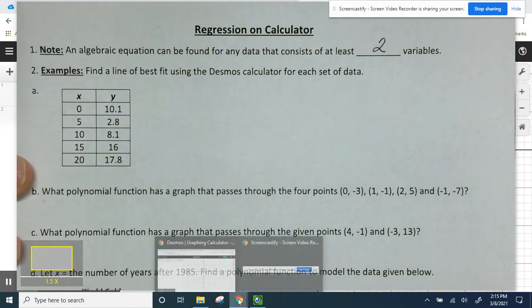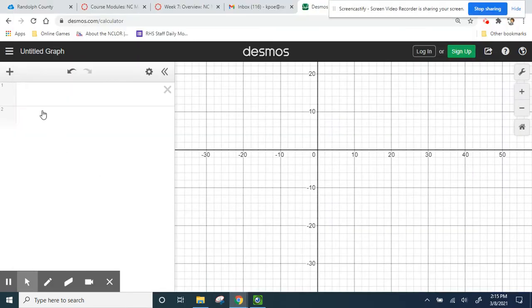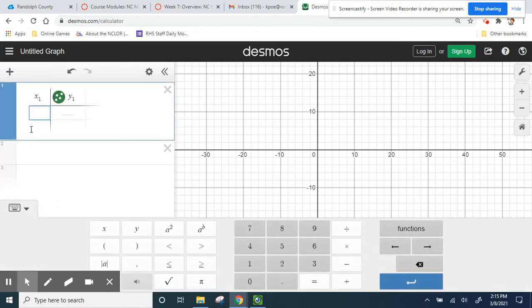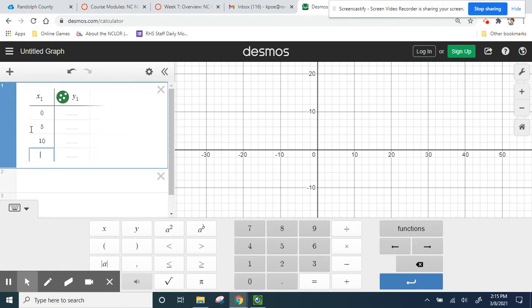In order to do this, you need to go to Desmos, and the first thing you have to do is key in the data that you're given. So we're going to go up here to this big plus sign that says add item, and you're going to add a table. All right, and I'm going to put this table in. 0, 5, 10, 15, 20. And this is coming straight from the paper that's on your CAMI document or the one I just showed you in this video. Then I'm going to put the rest of the information in.